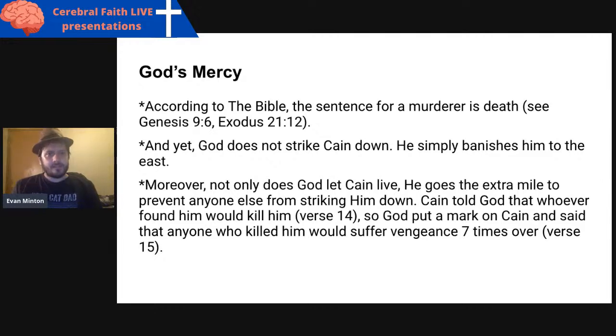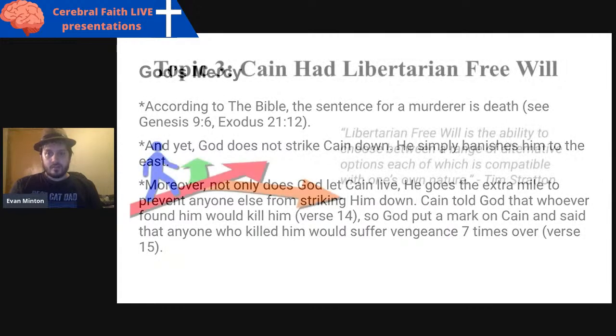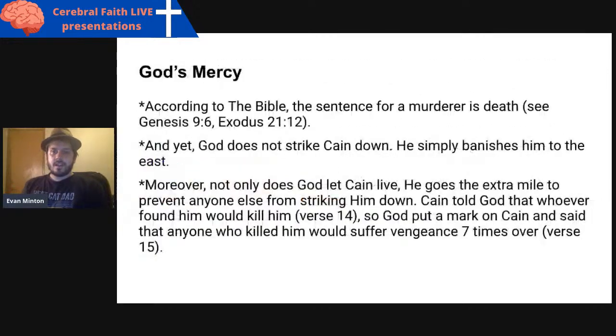That's in verse 15. I want to point this out because so often the God of the Old Testament is depicted as just this monster who is just so easily angered. He's just this horrible person. But the God of the New Testament, oh, he's sweet and he's loving, he's kind. But look at this. God shows mercy on a murderer, someone who committed a capital crime.